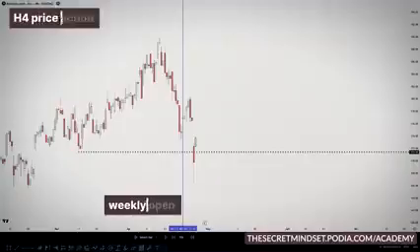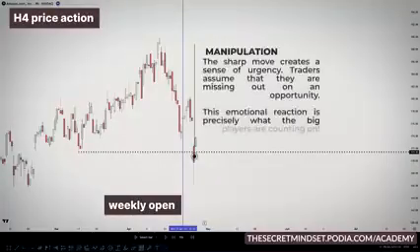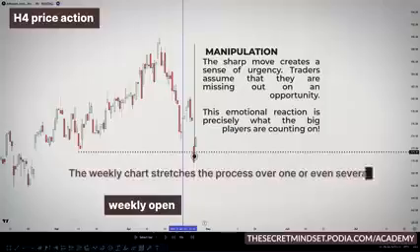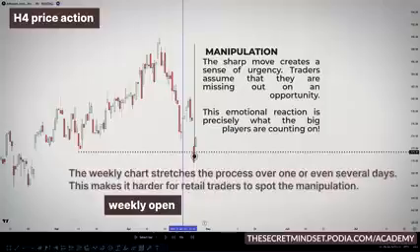The sharp move creates a sense of urgency, and traders often forget to wait for confirmation before entering trades. They see the price moving quickly and assume that they are missing out on an opportunity. This emotional reaction is precisely what the big players are counting on. Unlike shorter timeframes, where manipulation might happen in minutes or hours, the weekly chart stretches the process over one or even several days. This makes it harder for retail traders to spot the manipulation, because the price action seems more legitimate when viewed over a longer time frame.